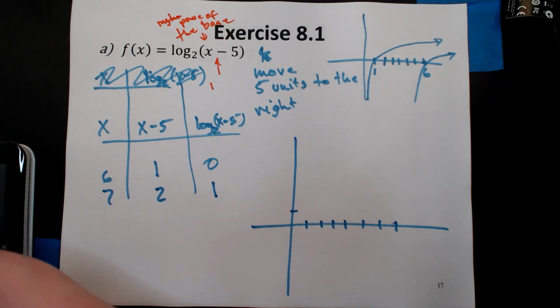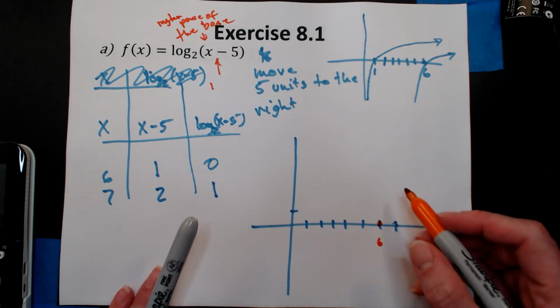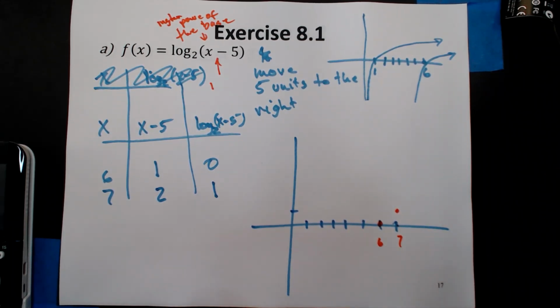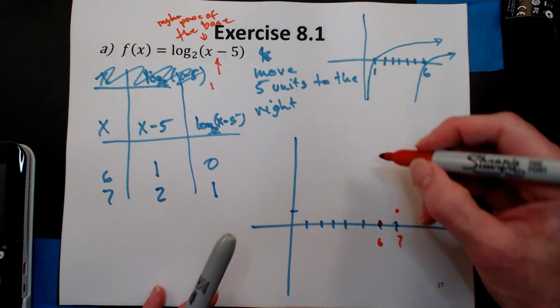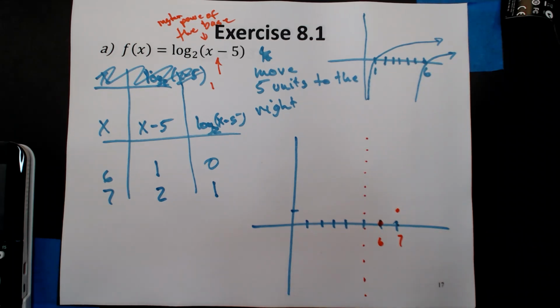I'm going to have this graph. It's going to cross at 6, and then it's going to be 1 at 7. So it's going to have this, and it's going to have that. Remember, it's going to have that vertical asymptote. It's not going to be able to cross anything to the left of 5, because if we go to the left of 5, we'll get negative numbers inside here.